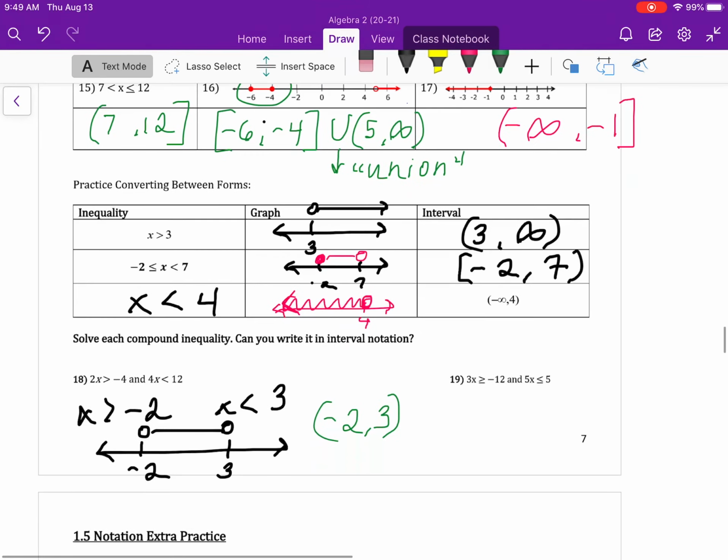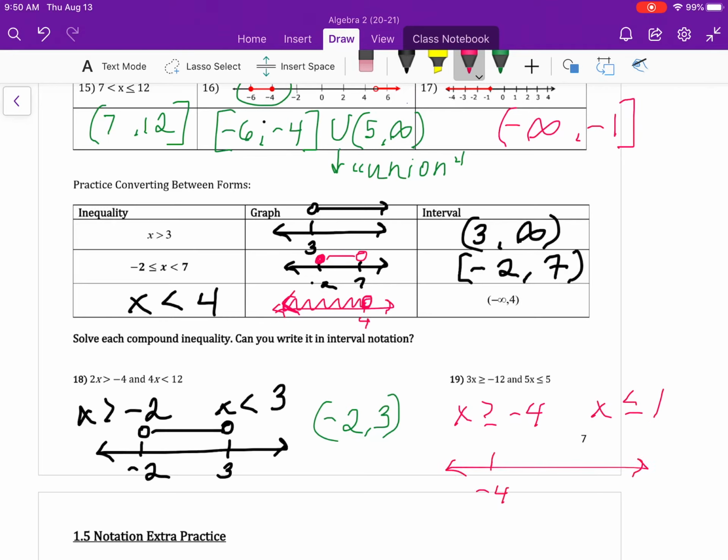Let's try one more. So 3x is greater than or equal to -12. I'm just going to divide by 3. Divide by 5. This is greater than or equal to -4 and less than or equal to 1. Those are both closed dots. And so let's see, -4 to 1, and uh-oh, these should be brackets. And that is interval notation, ladies and gentlemen, all done.